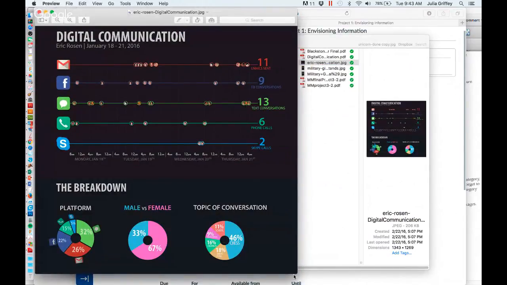This is Eric's. Doesn't seem like a... Really simple, yeah. Yeah, it is pretty simple. It's very clean and very understandable. Eric talks to the ladies a lot more than the men. And a good percentage is about chess. He's on the chess team. Nice. 46% of his communication is about chess. That's pretty hilarious.